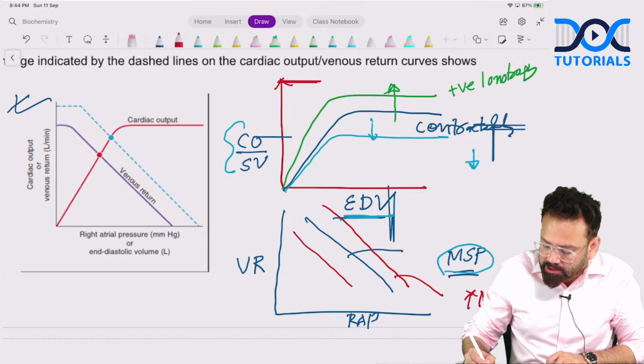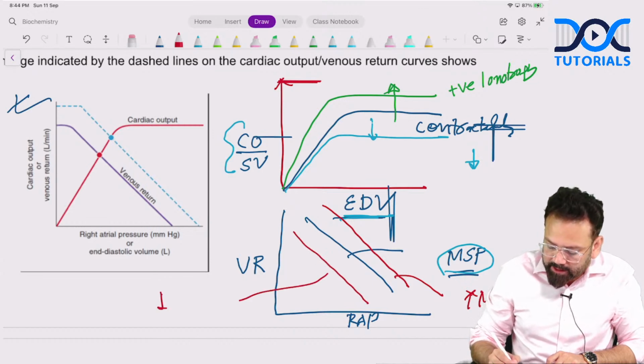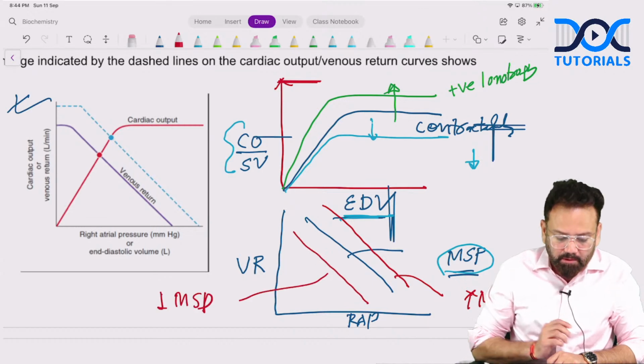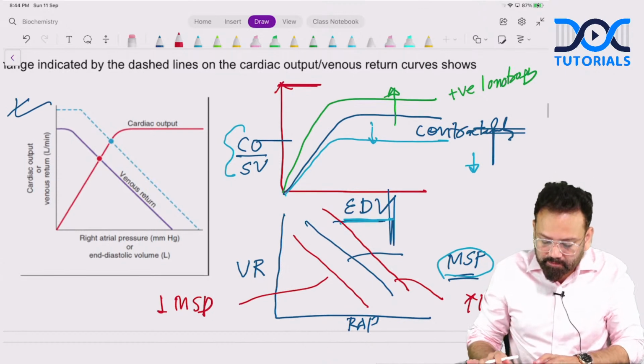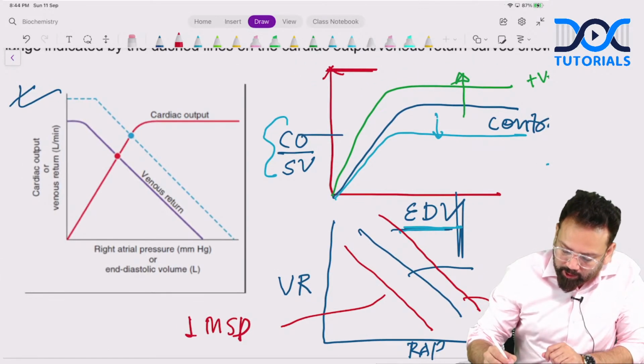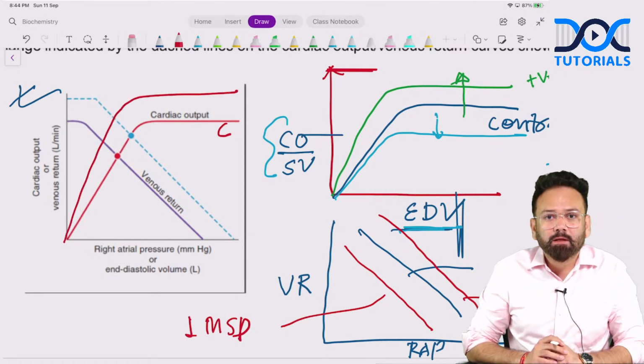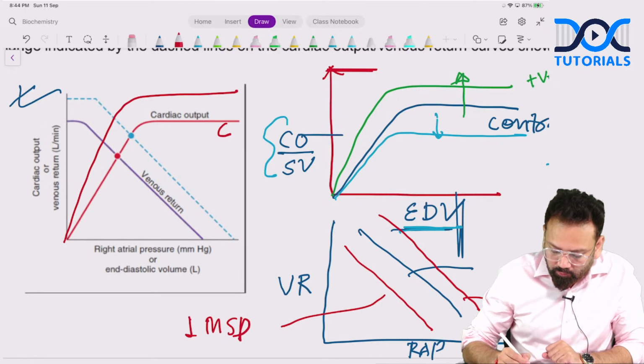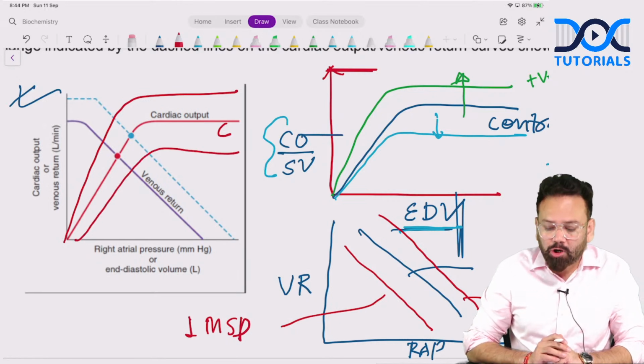If this curve is downward, it means there is a decrease in the mean systemic pressure. Now, come back to this image. This image is showing contractility. If they ask you what this is, it is increased contractility. What is this? This is decreased contractility.